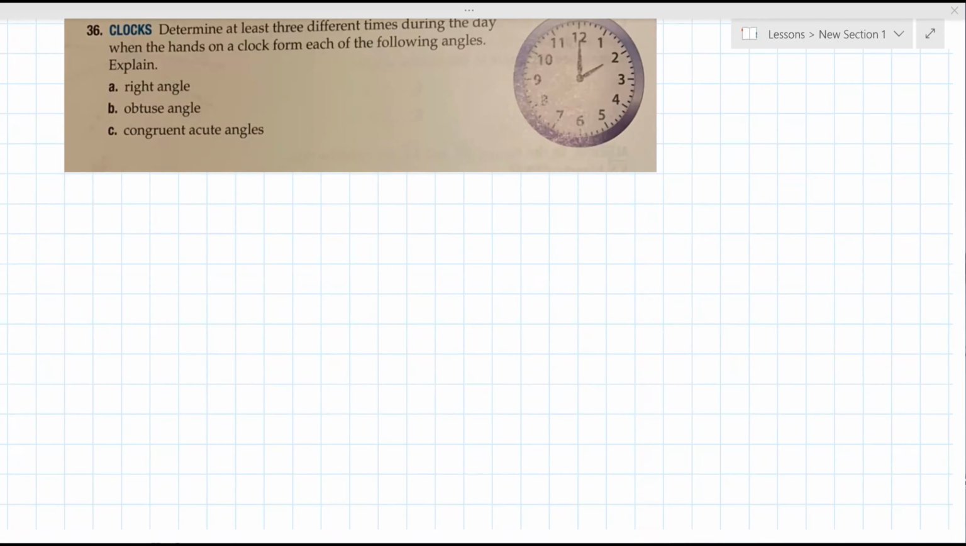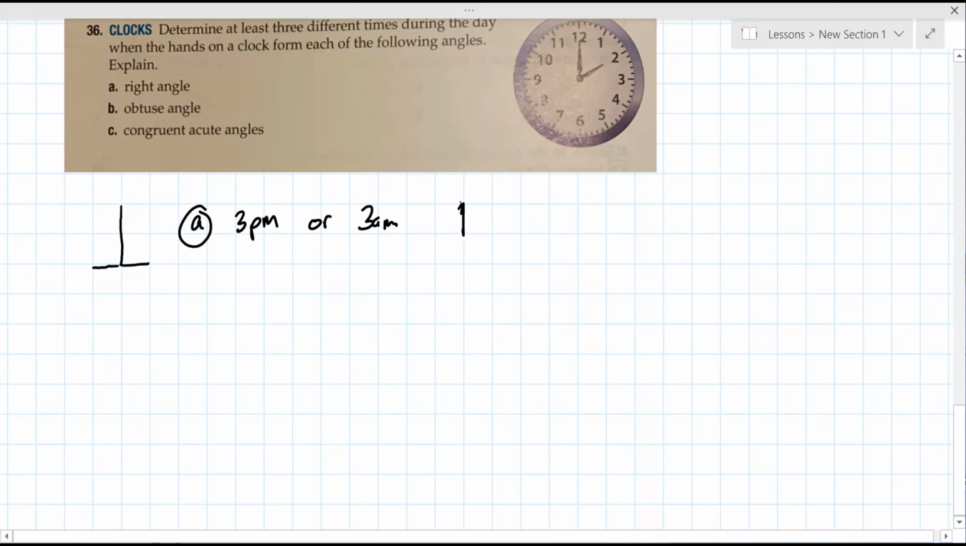So for right angles, you're looking for somewhere where the large hand is pointing up and the little hand is pointing either right or left. They give you a clock there because we don't even look at these things anymore. Part A, at 3 p.m. or 3 a.m. for that matter, because we don't know whether it is, that's when the hand is pointing up and to the right. Is that okay? Yeah.